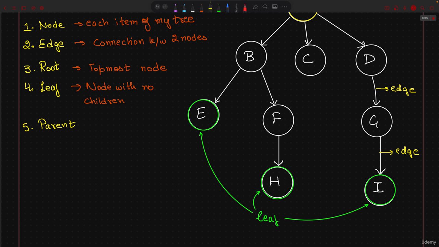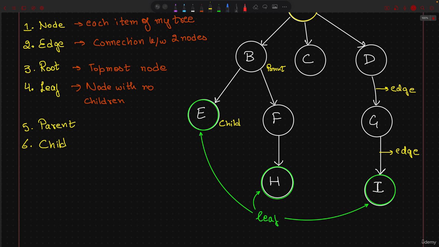On that note, similarly, we have the sixth one, which is child. So on the very same note, E is the child of my B. Right, I hope this is overall a lot easy to understand. Maybe I can just mention that this is the child and this is the parent, right? Great. So these are the basic ones.